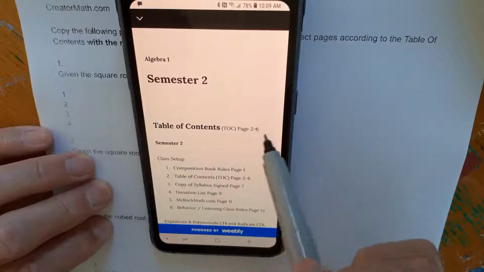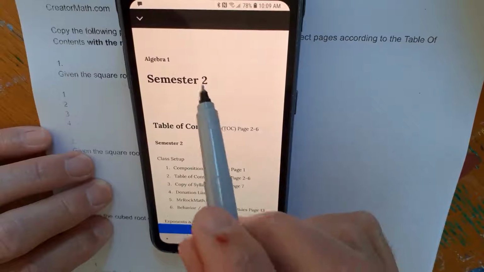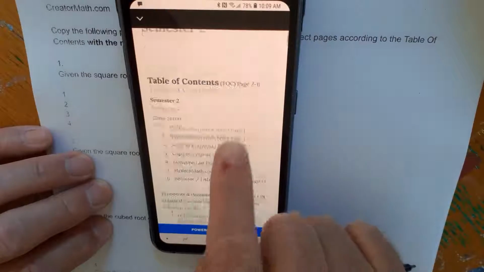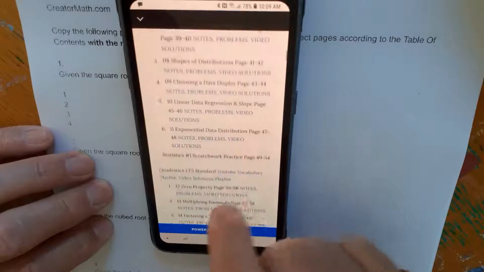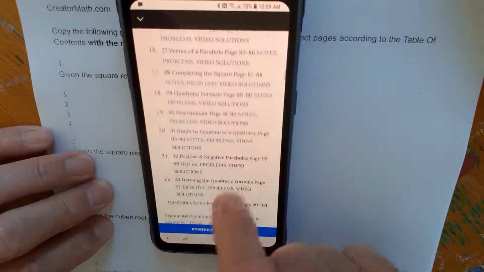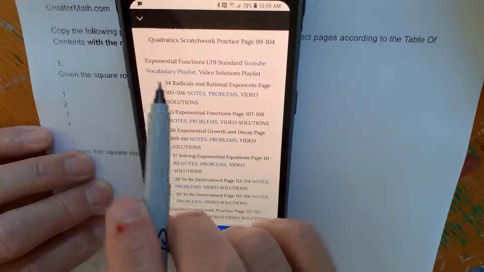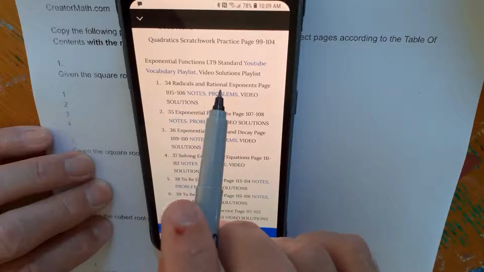Go to the table of contents. This should be copied in full for semester 2 on pages 2 through 6 of your composition book. Every line gets a line. Scroll down to the unit we're in. This unit is exponential functions. We're in the first lesson of that unit called Radicals and Rational Exponents.